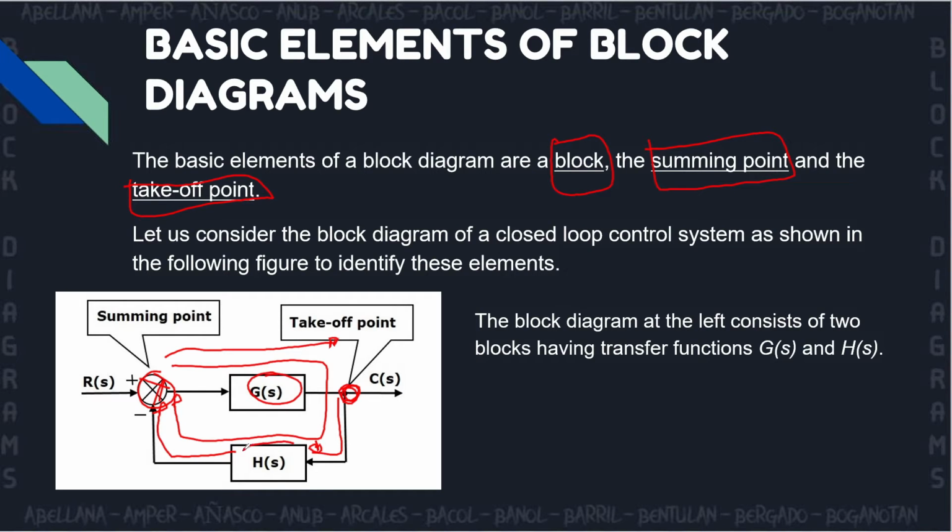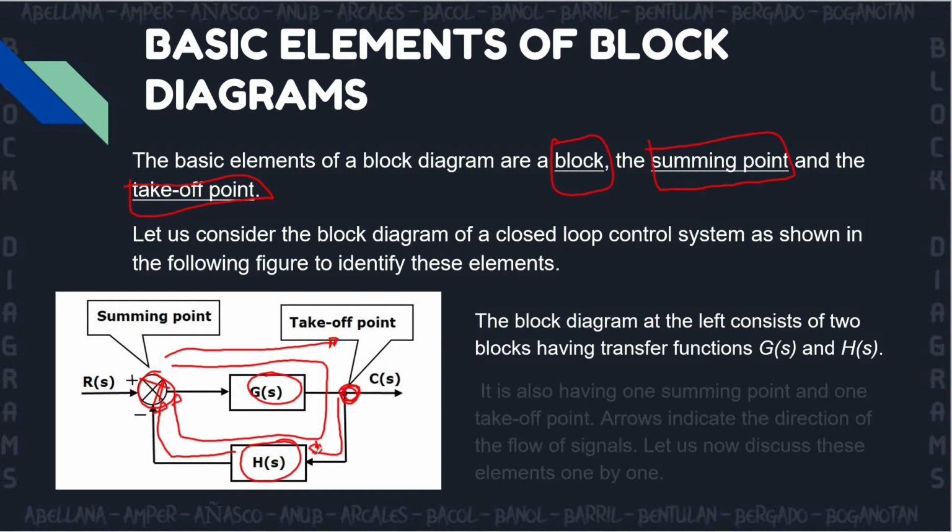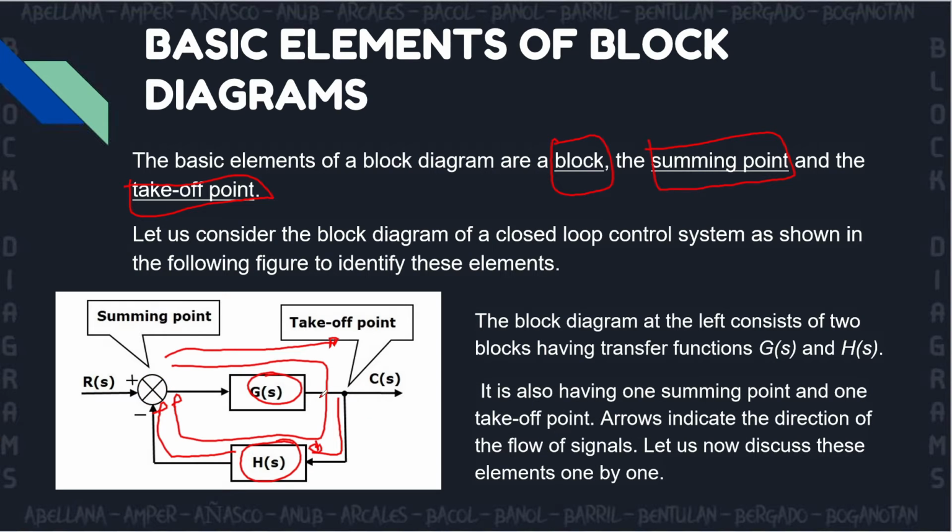So the block diagram at the left consists of two blocks having transfer functions G(s) and H(s). It also has one summing point and one takeoff point. So this is an example of a summing point, and this is an example of a takeoff point. Arrows indicate the direction of the flow of signals. Let us now discuss these elements one by one.